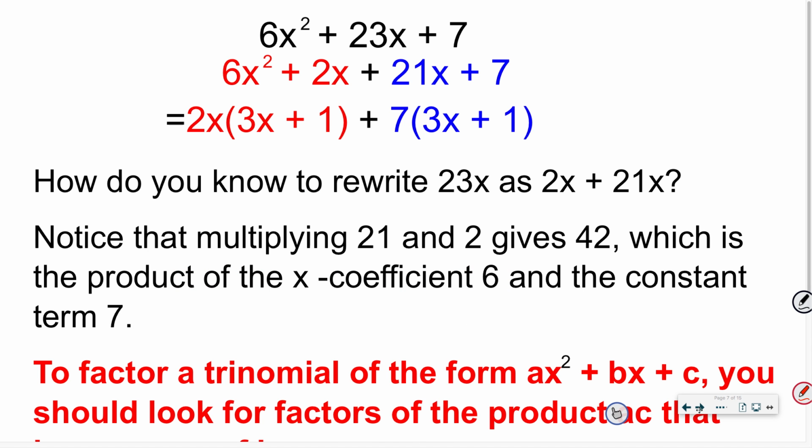So if I multiply 21 times 2, if I multiply these two numbers, what do I get? I get 42. What if I multiplied these two numbers? 42. I also get 42.